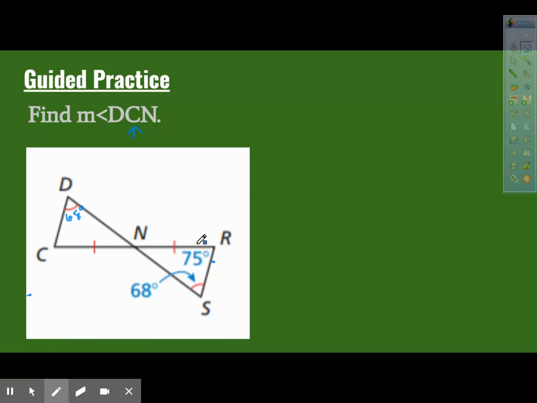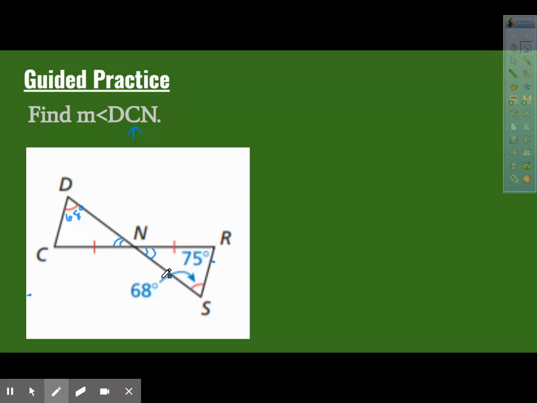The vertical angle is... Okay, where's my vertical angles at? And it's 37. So these two angles here at N are vertical angles, therefore they're congruent.